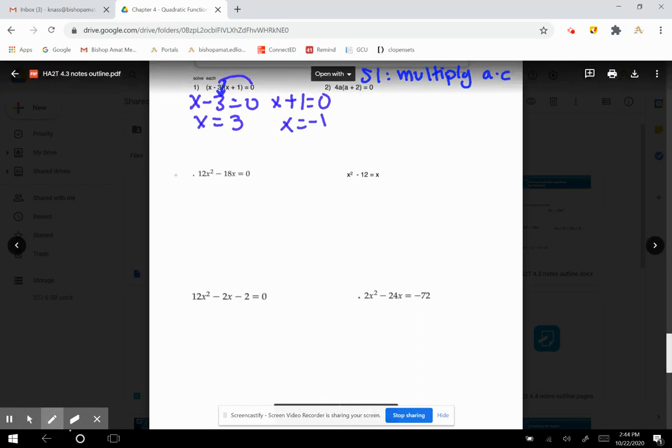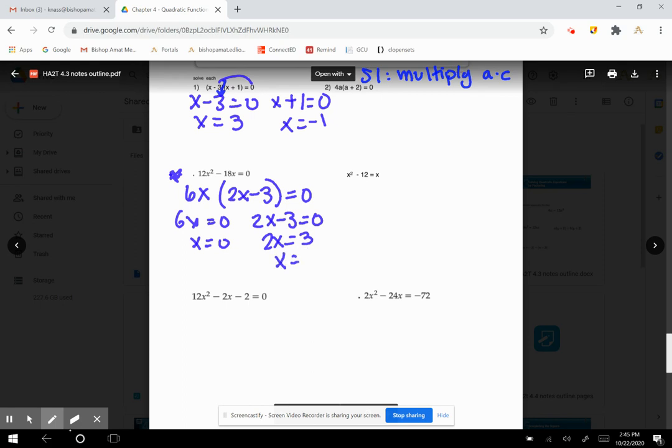Let's look at this second one right here. Now there's only two terms, and when there's only two terms, it's either a difference of two squares or you have to pull out a common number, common variable. So here we're going to pull out a common number of 6 and a common variable of x. So we're left with 2x minus 3 equals 0. And then you solve. You have 6x equals 0. And then you have 2x minus 3 equals 0. So x is equal to 0. 2x is equal to 3. x is equal to 3 over 2.